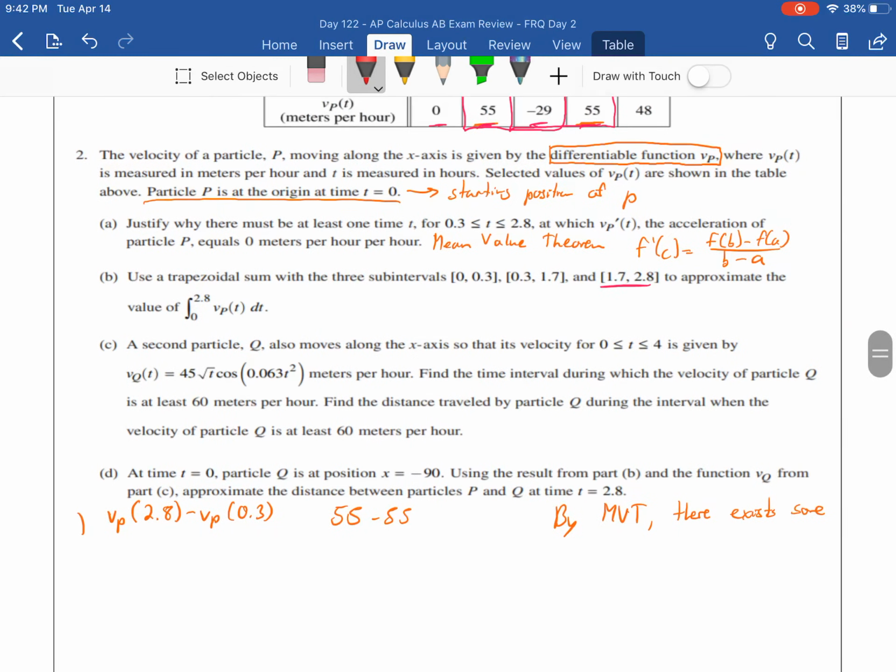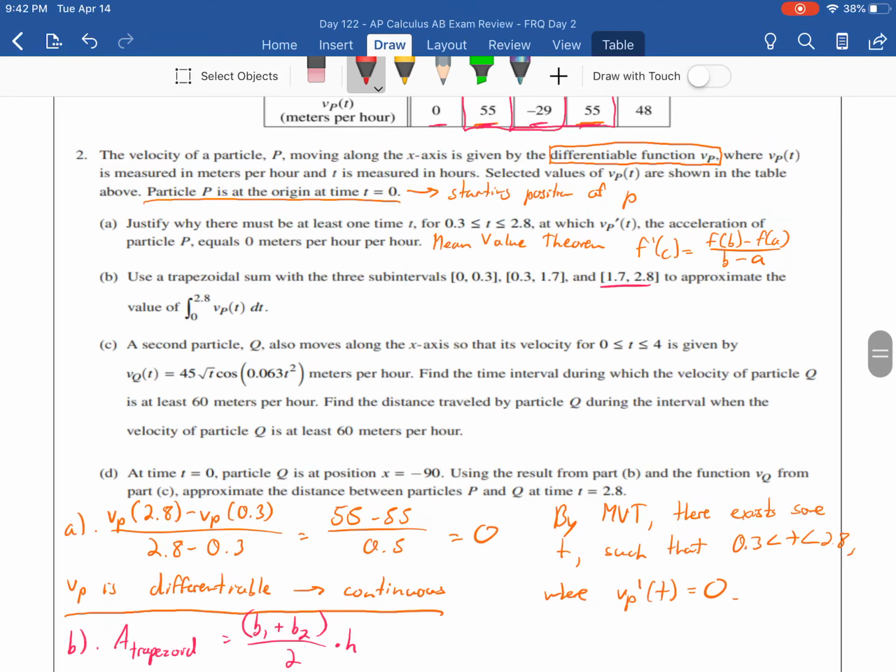All right. So now we're given a second particle, Q, which also moves along the x-axis so that its velocity between 0 and 4 is given by the following equation, in meters per hour. Find the time interval during which the velocity of particle Q is at least 60 meters per hour. And then find the distance traveled by particle Q during the interval when the velocity of particle Q is at least 60 meters per hour. So we actually have two questions here.